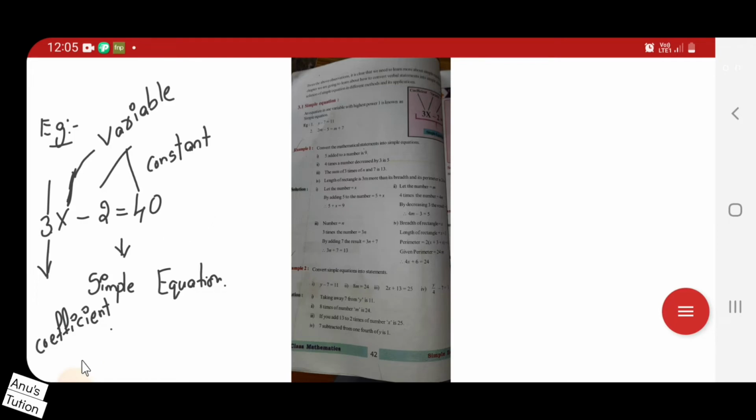Next we will see, there are two examples for the simple equations. See, here is one example. Convert the mathematical statements into simple equations. Here 4 mathematical statements are given, we have to convert them into simple equations. For example, we will see the first one. What is that? 5 added to a number is 9.